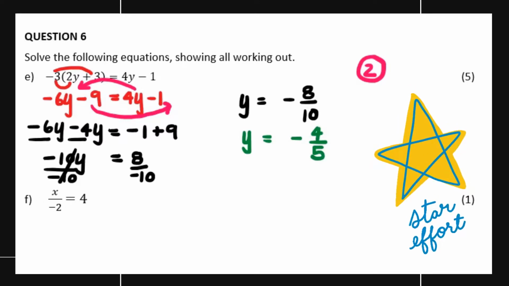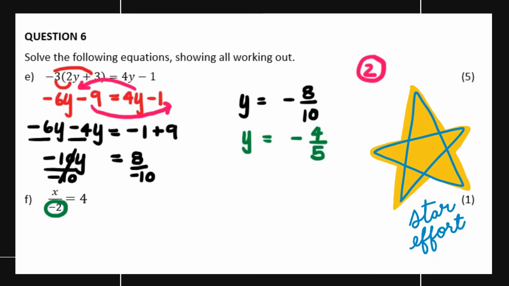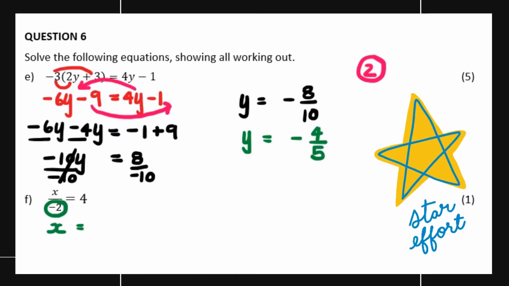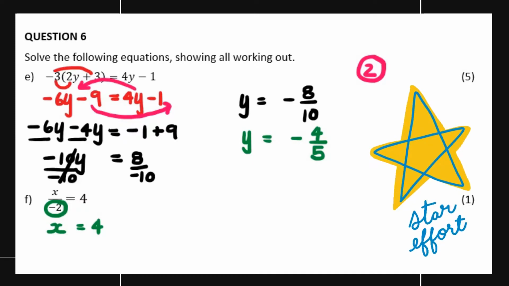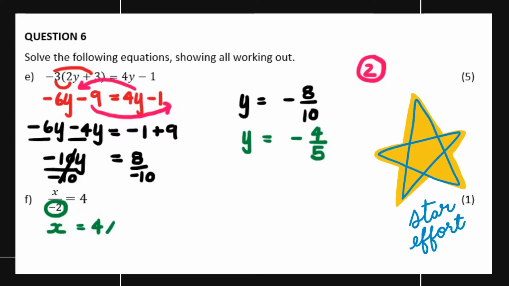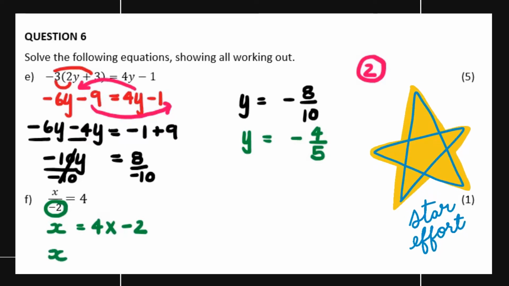For number f now, we start off with a fraction. We have x divided by negative 2. To remove this negative 2, we need to do the opposite operation on the right hand side. So for our next step, we would write down that x is equal to 4. Because the negative 2 was dividing, we would now say multiply by negative 2. X therefore would be equal to negative 8.